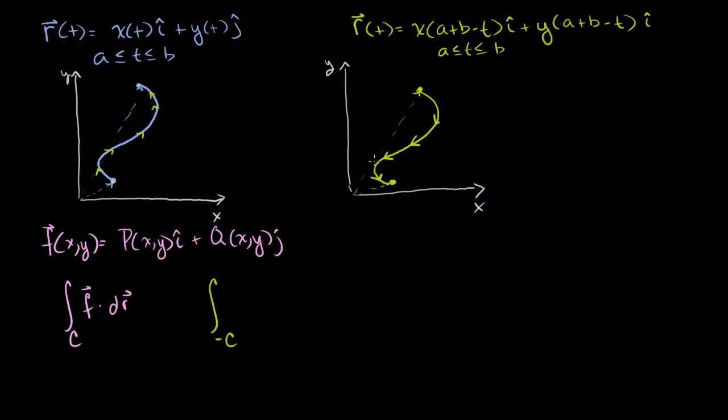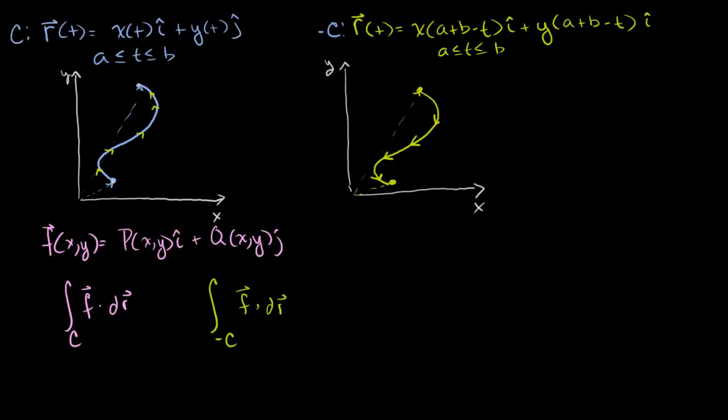We'll call this the minus curve. So this is the positive curve. We're going to call this the minus curve. So how does going over the positive curve compare to going over the minus curve, the integral of f dot dr? So before I break into the math, let's just think about it a little bit.